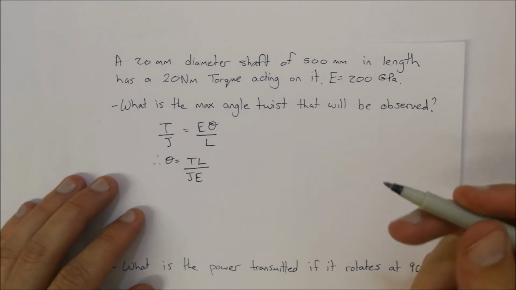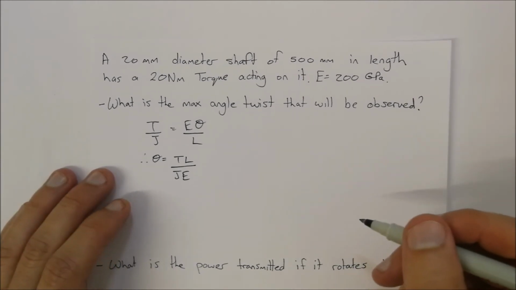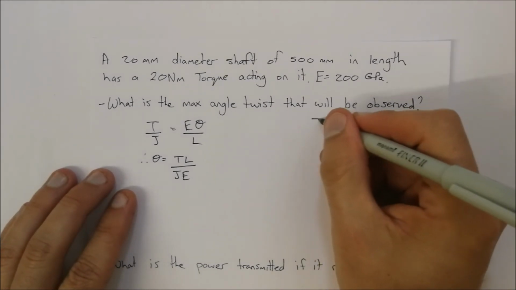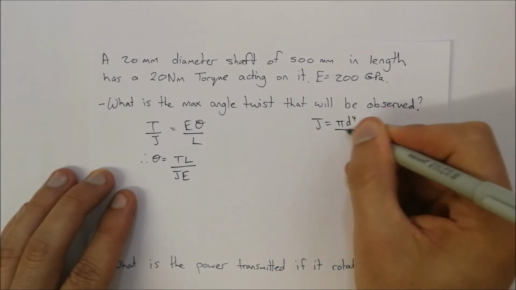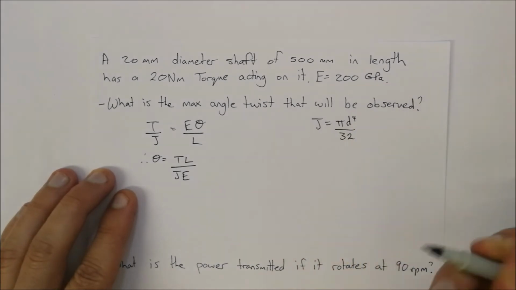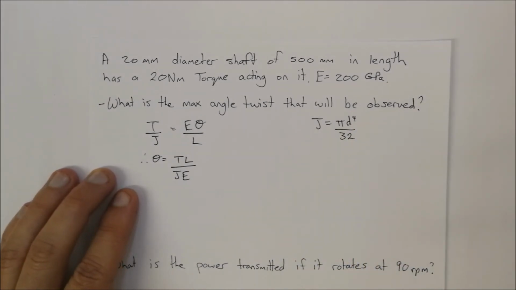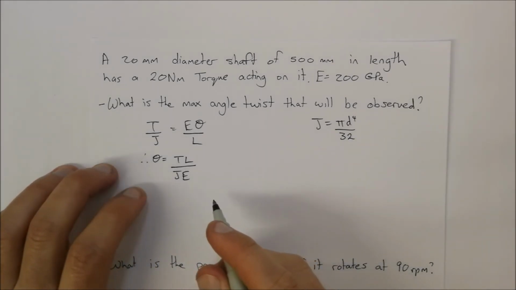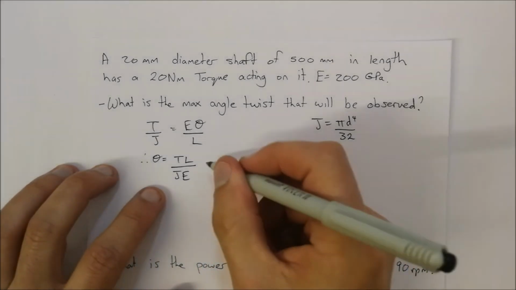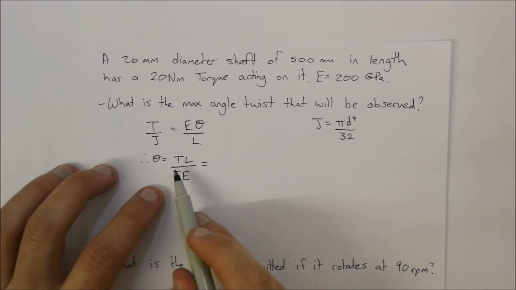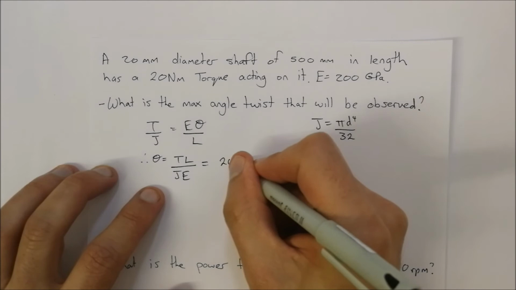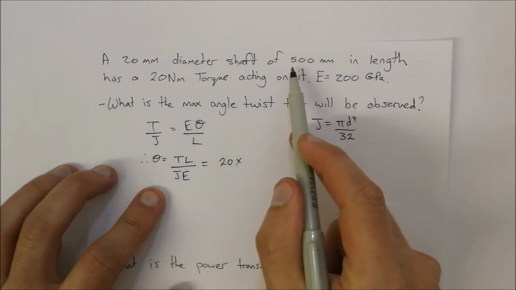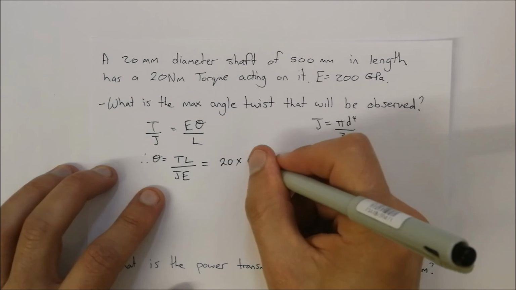Now remember that J, which was our polar moment of inertia, is equal to pi d to the power of 4 over 32. That's for a solid shaft though. Looking at this formula again for the angle of twist, T is our torque, and we're told that 20 Newton meters is acting on that. So we've got 20 multiplied by the length. The length we are told is 500 millimeters, so that's multiplied by 0.5.